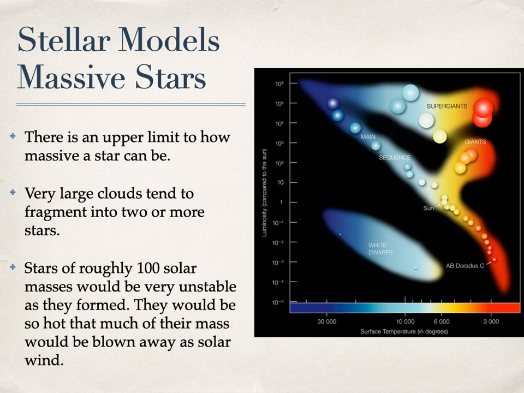Stars that are forming at roughly 100 solar masses or bigger, if they're able to start to form that size, tend to be very unstable as they form, which means they get so hot that their solar wind can blow away most of their mass, and so they end up being a lower mass star when it's all said and done. So even though they might start out forming larger, they end up smaller because they're so hot that they blow away their outer layers. There's not as much gravity to hold them in because they're further away from the center, and it gets blown off. So there is an upper limit to how big a star can be.